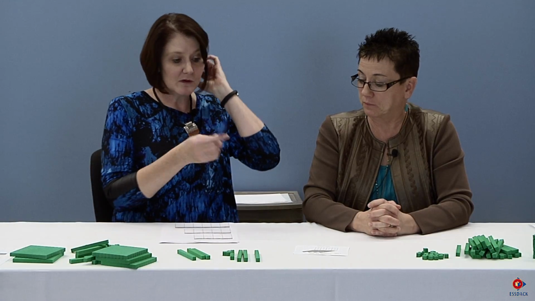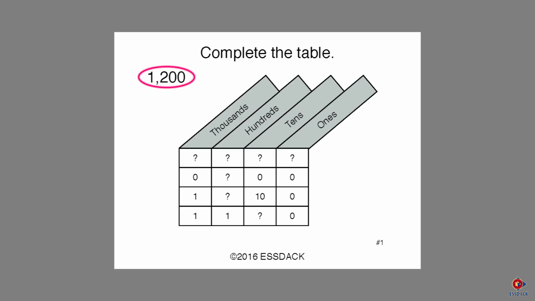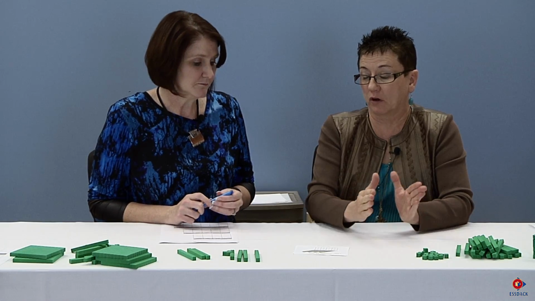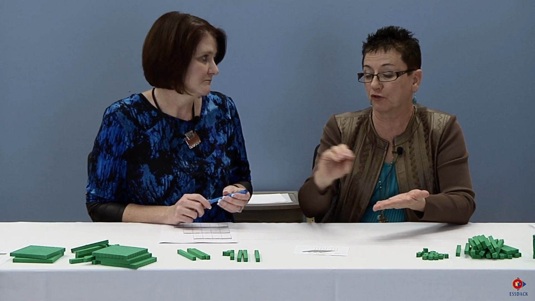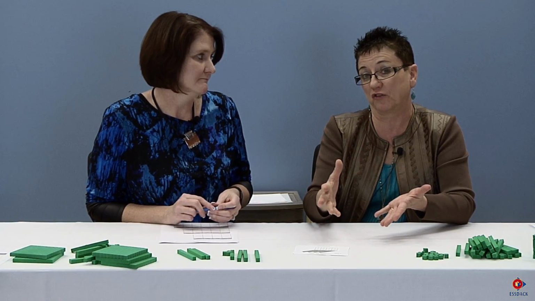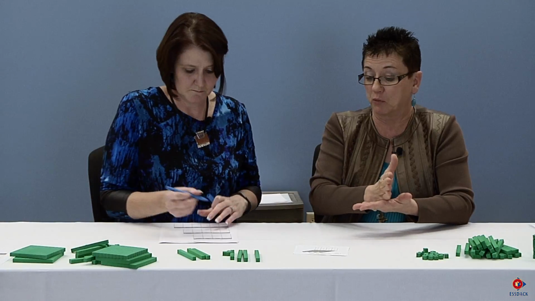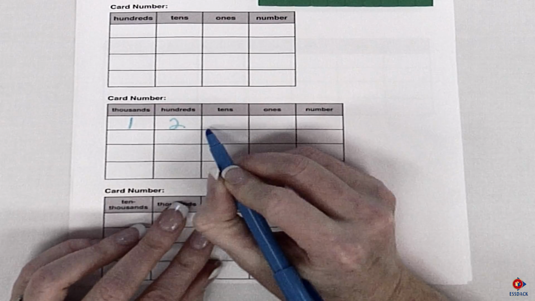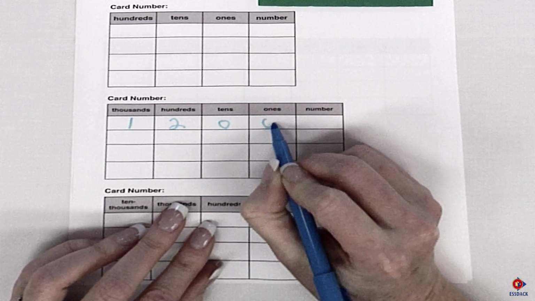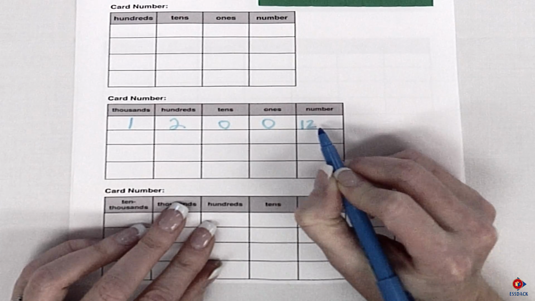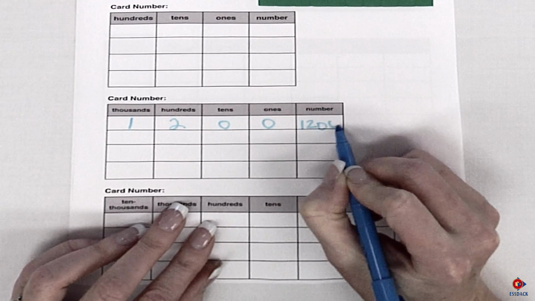Right. So we're going to start with our first card, which is 1,200. And as always on our cards, we expect that the first row be completed in the most efficient manner. So in this case, we would expect a student to say that would be 1,200, 0 tens, and 0 ones. Absolutely. Because that's the most efficient way to make that number. And so their total would be 1,200.